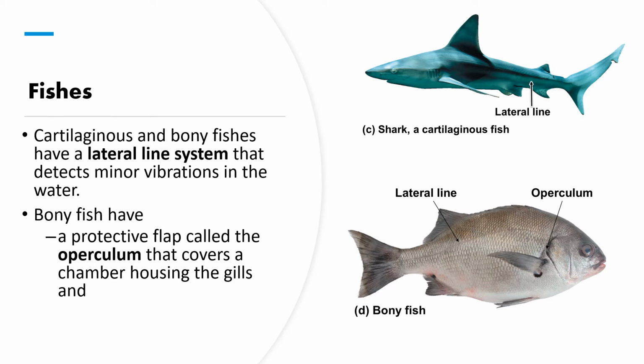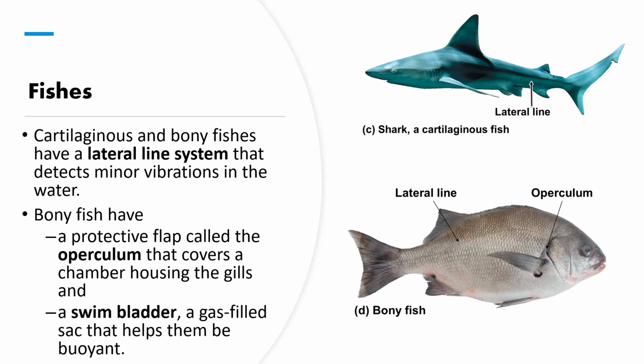Okay, so you've probably seen this gill flap. You probably have not called it the operculum, but this is going to help protect that very important gill structure, which is how they actually extract oxygen from the water. They also have something called a swim bladder, a structure that can be filled with gas, and it helps them be buoyant so they don't continuously sink to the bottom of the ocean.